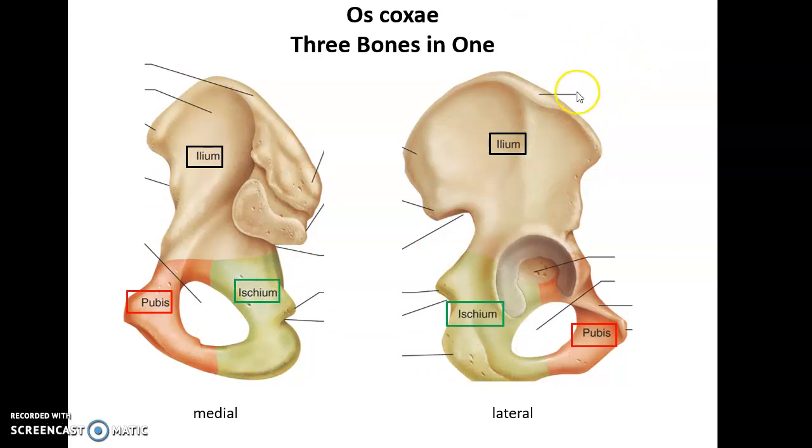When we look at the os coxae, we see that they used to be three separate bones, but when we're in our teens, those three bones fuse together. So we still refer to those regions of the os coxae by those bone names. So superiorly, we have the ilium, anteriorly, we have the pubis, and posteriorly, we have the ischium.